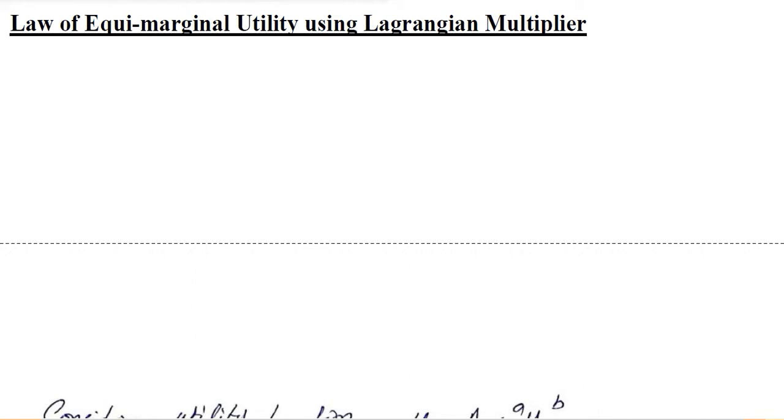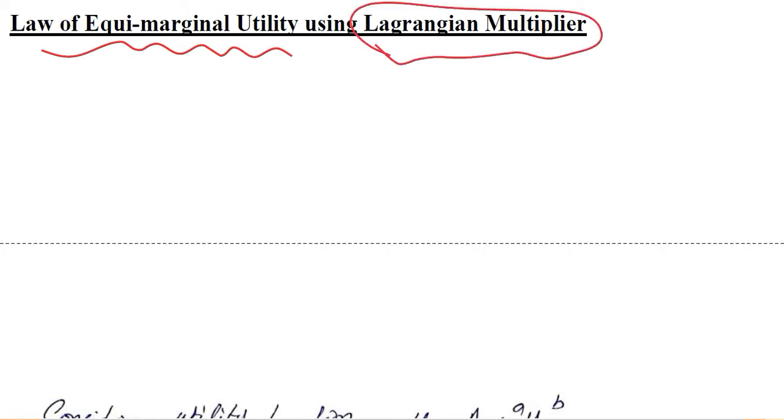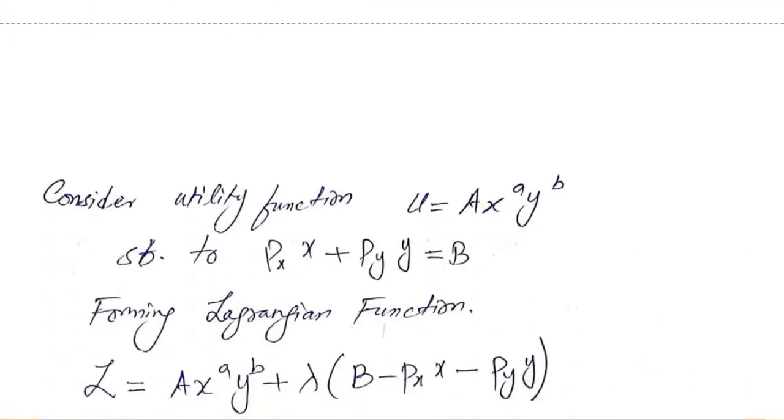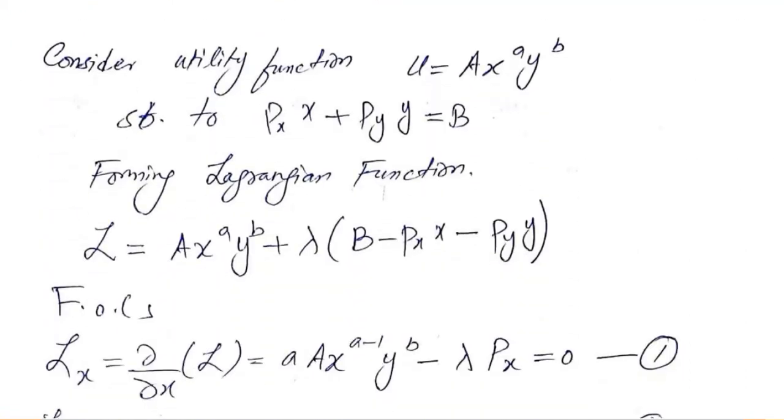One of the very famous laws from microeconomics is the law of equi-marginal utility. We have been studying this for quite some time now, but now we will realize that we can derive this law by using the Lagrangian multiplier method of constrained optimization. So let's start doing this.